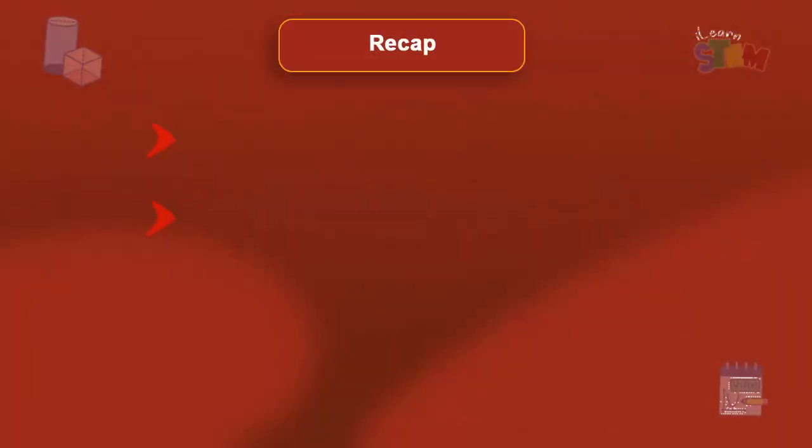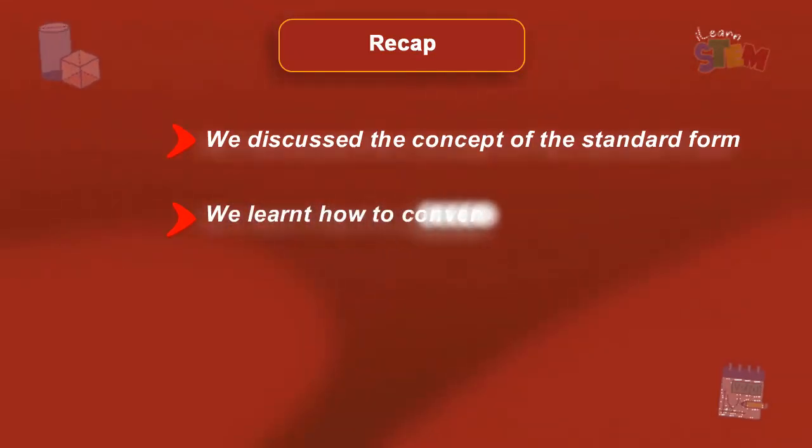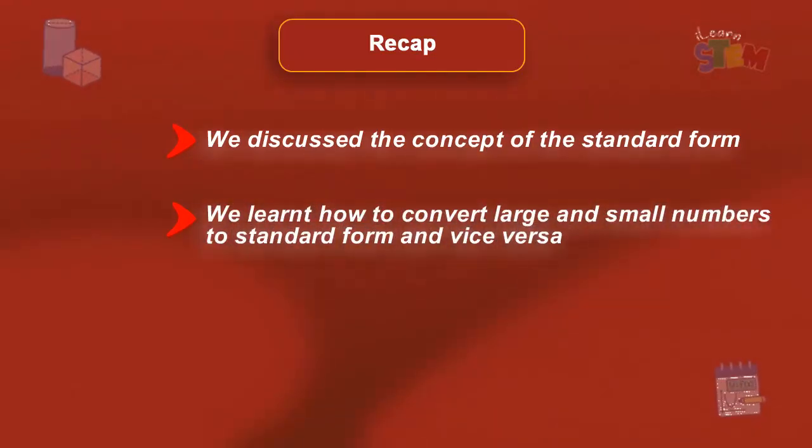In our previous lesson, we discussed the concept of the standard form. We also learned how to convert large and small numbers to standard form and vice versa.